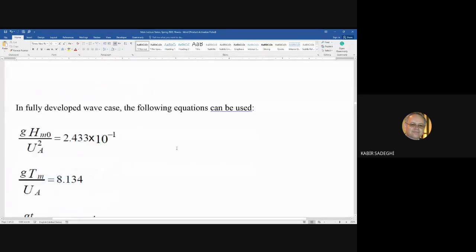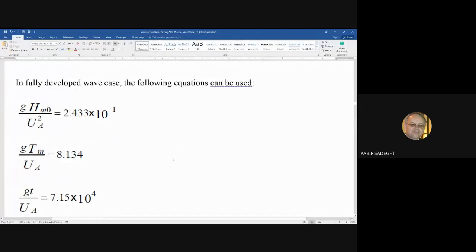A third case: when the wave is developed completely, it happens mostly at the end zones of the fetch length or fetch zone. At the beginnings, there are, for example, some seas, and then it converts to swells. At the end, it is developed wave heights. You see that here you can directly find HMO by putting as input just wind stress function UA, nothing else. For finding TM the same, and also for finding wind duration t, similar to that one.